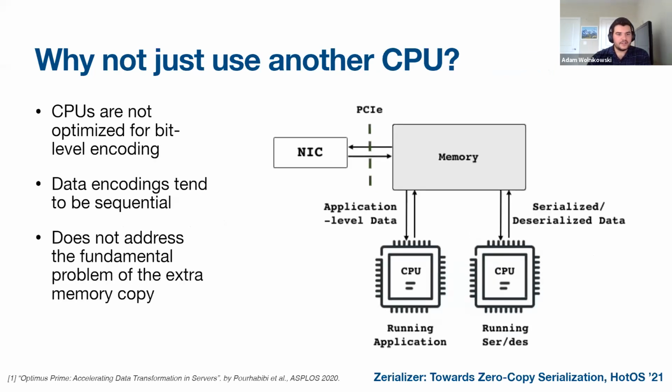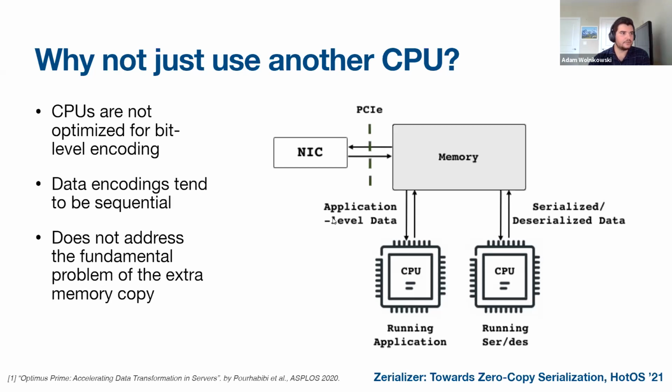So next, you might say, why not just use another CPU? You can exploit some parallelism and optimize there, but ultimately, CPUs are not optimized for bit level encoding. We observed 25 instructions per byte just for the protobuf varint, the variable width integer encoding that I've been talking about, and this blows up to thousands of instructions per message. Additionally, data encodings tend to be sequential, and this generates dependency chains with conditional branches that are challenging to execute efficiently on CPUs.